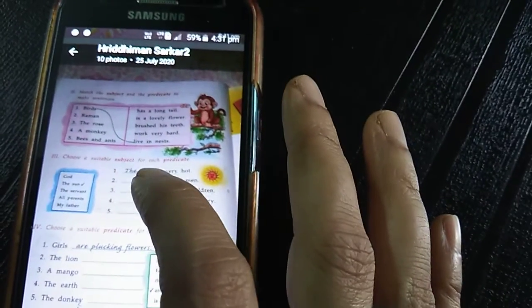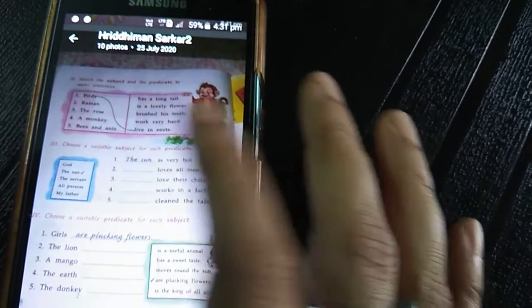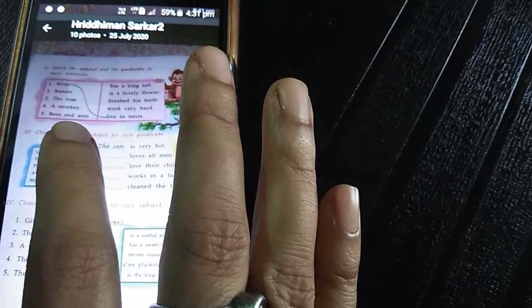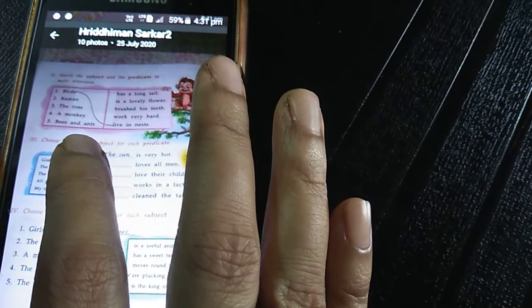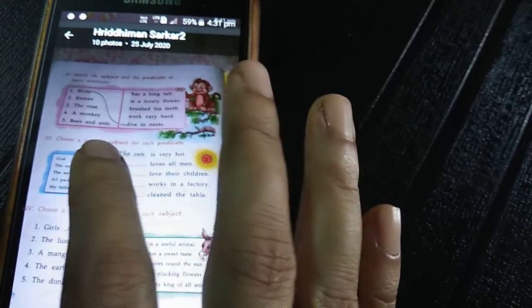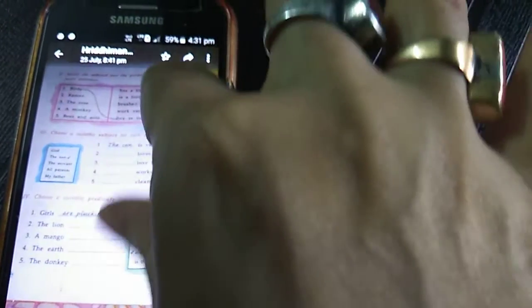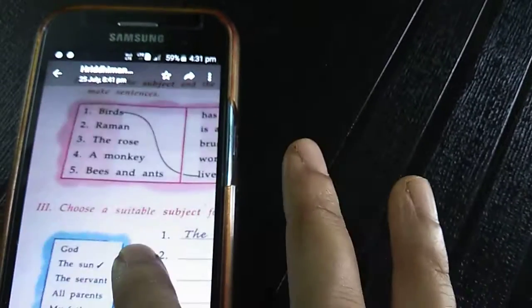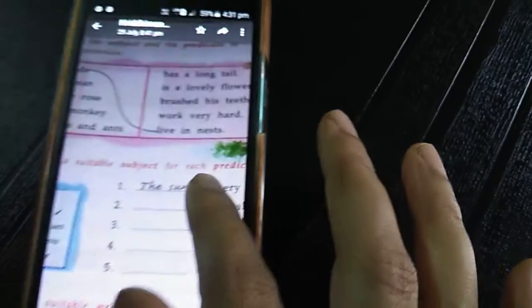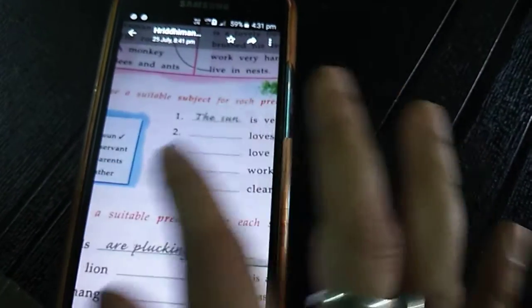Next, number 1 you will do, number 2 also you will do. Match the subject and the predicate. Birds live in nests. Raman brushes his teeth. The rose is a lovely flower. The monkey has a long tail. Bees and ants work very hard. This also you can do.